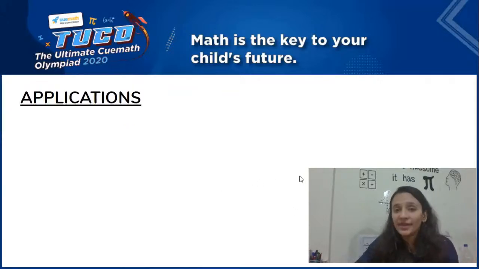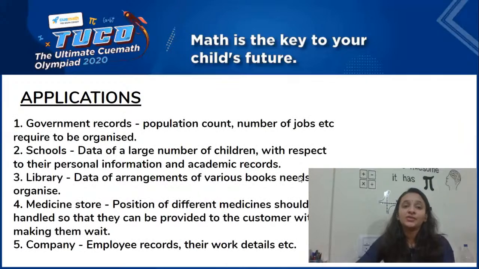We saw some real life examples. Now we see some applications. It says the government records, just as we discussed previously, like population count, number of jobs, etc. Then we have school, where again we have a large number of students. So you have to have data of each child, their personal information and academic records. You have to keep a record of every single child.